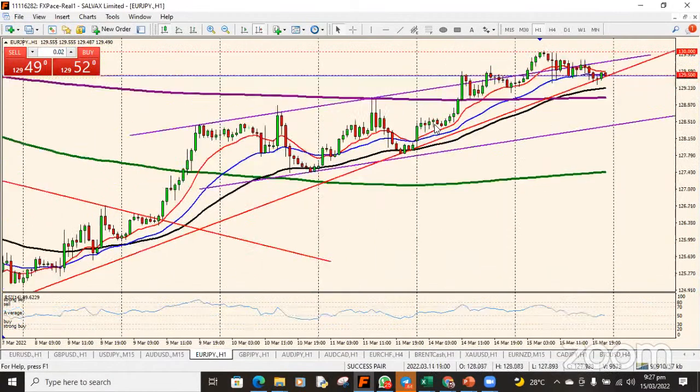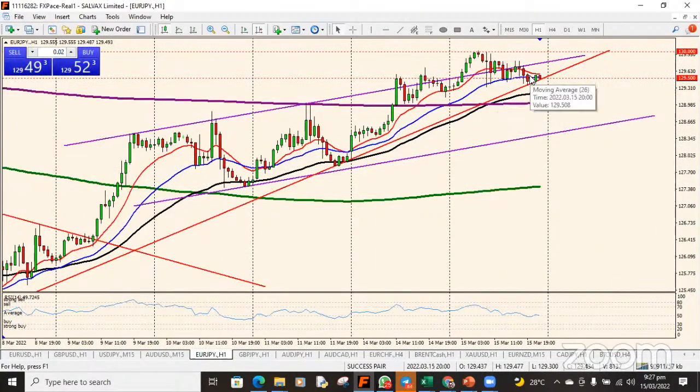Now this market, I'm expecting a break. I'm expecting this market to break this place and retest.